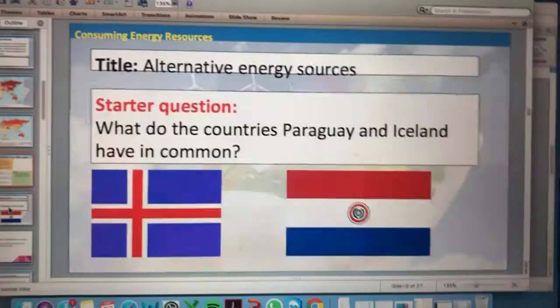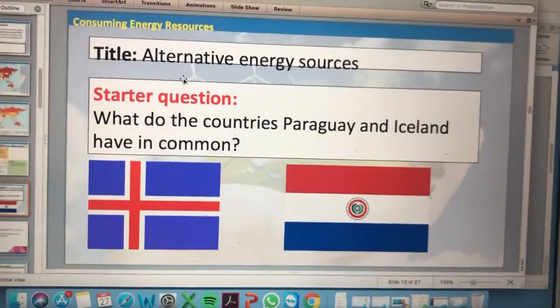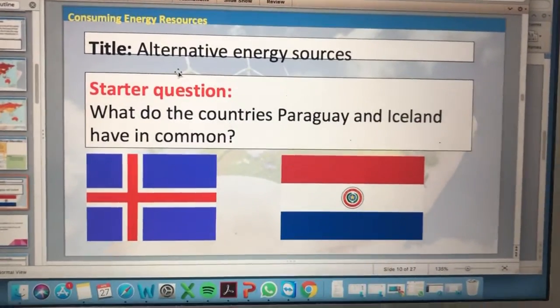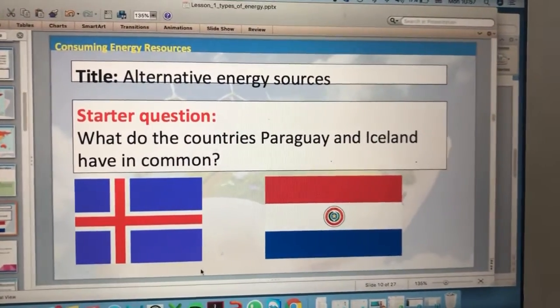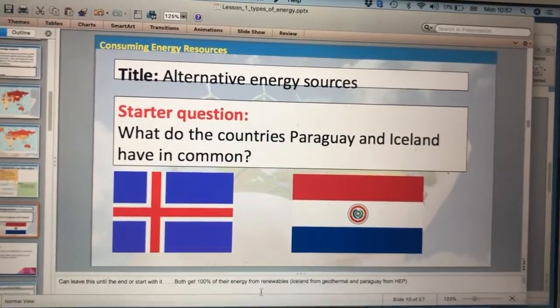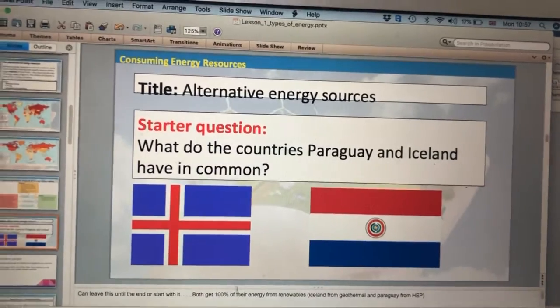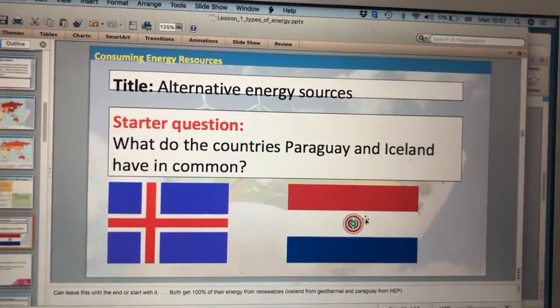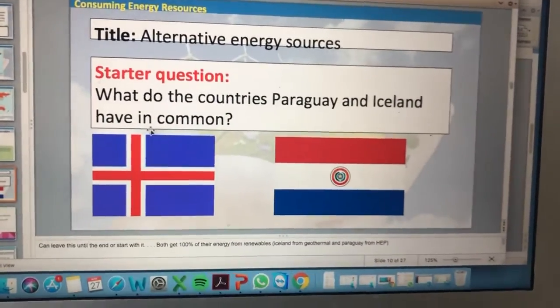And we go forward. Just as a little quiz question, I'll put it in the middle here. What do these countries have in common? Well, we've got on the left, it's Iceland's flag here, and they have 100% from renewable sources, so from geothermal, and Paraguay from HEP. Okay.